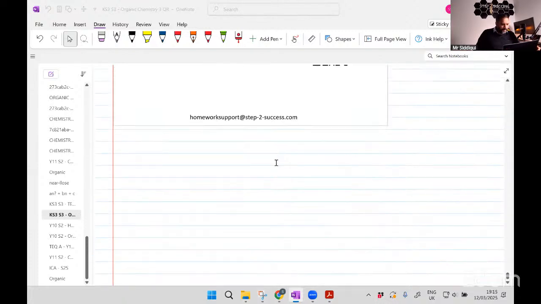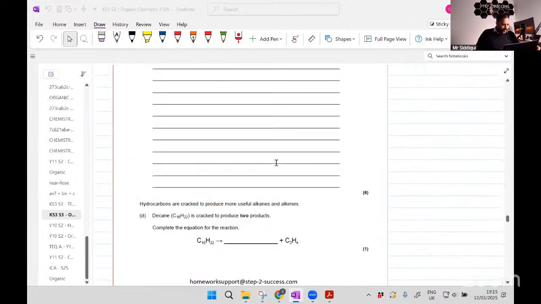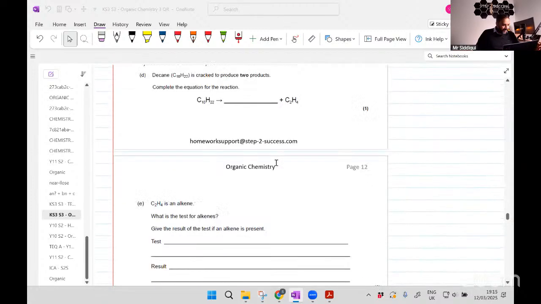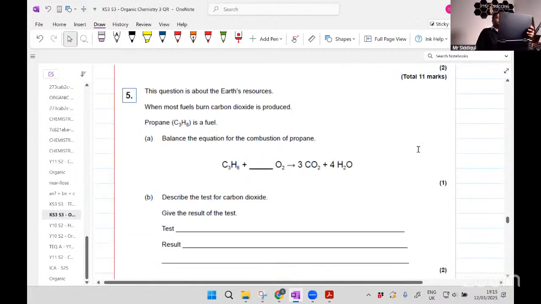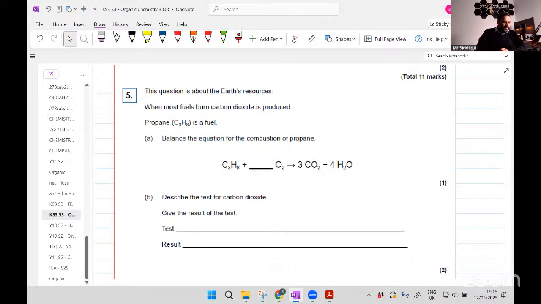Right. Question 5 from this one. Some of these, by the way, might be slightly beyond what you might have done in the lesson. As always, the question is about the Earth's resources. When most fuel burns, carbon dioxide.